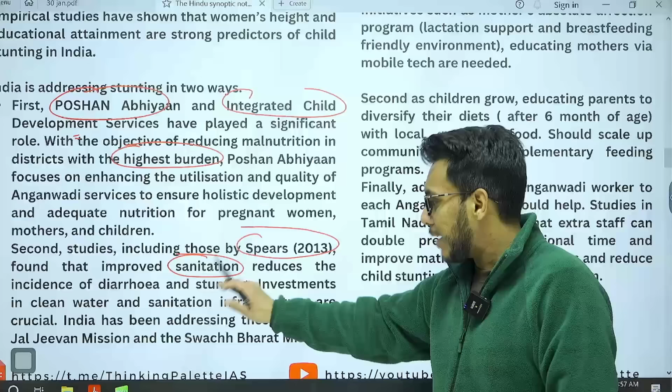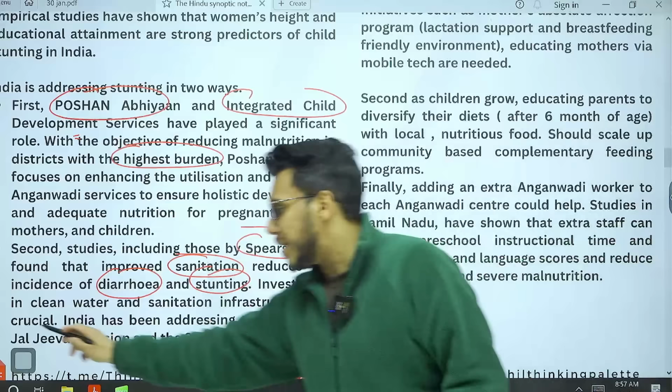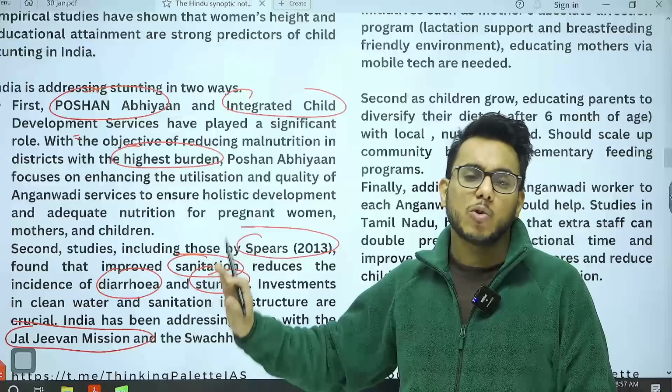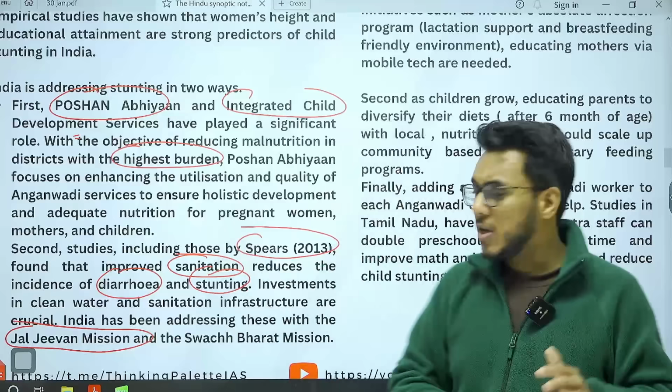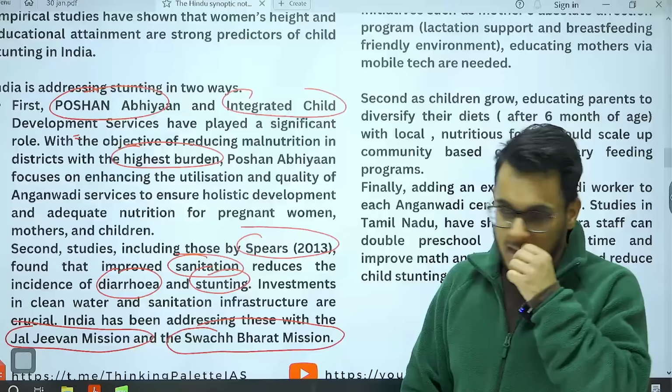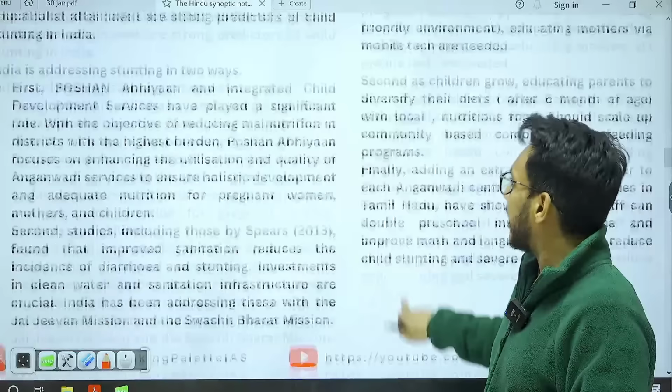And for this particular thing, we have deliberately, dedicatedly come out with the Jal Jeevan Mission, which will provide functional household tap water connections by 2024. And by clean water, infectious diseases, diarrhea, etc. can be reduced. Also, through Swachh Bharat Abhiyan, we are improving sanitation. So these are some of the efforts that we have taken in this particular direction.